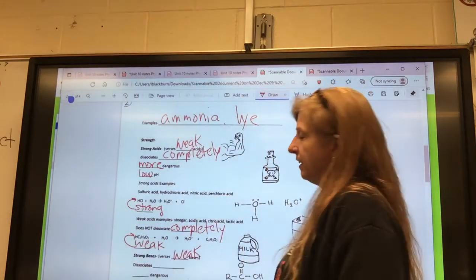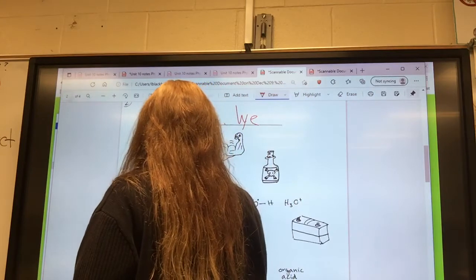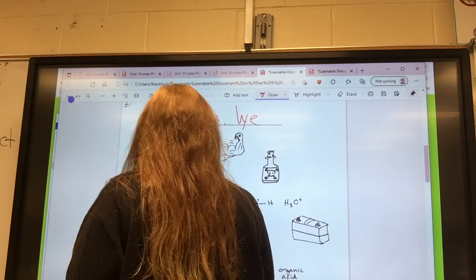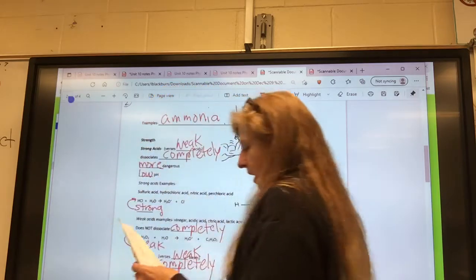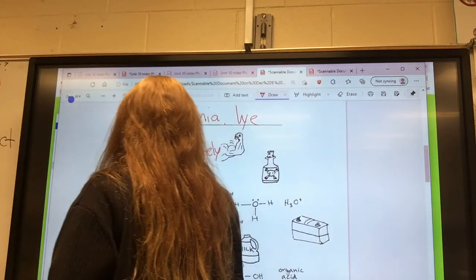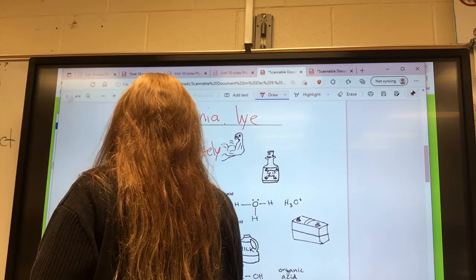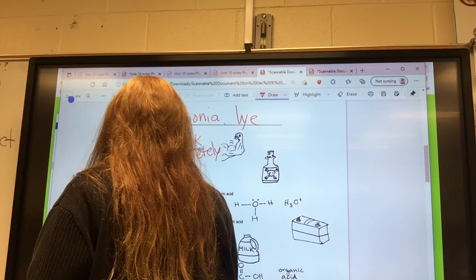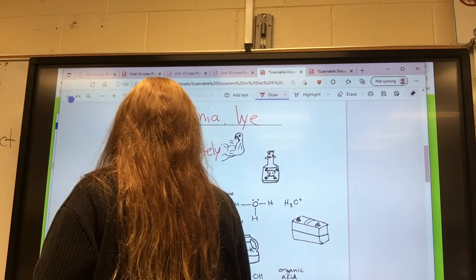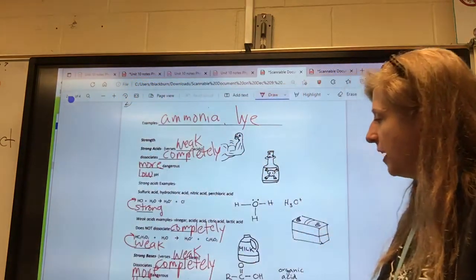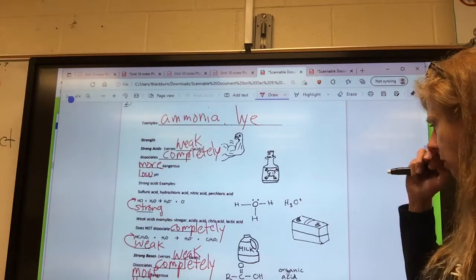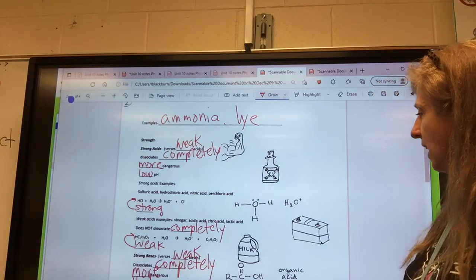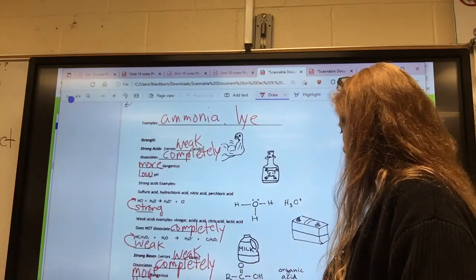Now, strong bases versus weak bases, they, once again, disassociate completely. And they are also more dangerous than weak bases. They have a high pH. The higher the pH, the stronger the base. So that's sodium hydroxide, and it's a strong base. So Drano would be a strong base. That's all bases there.